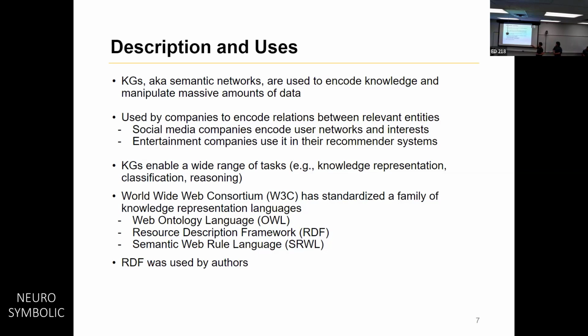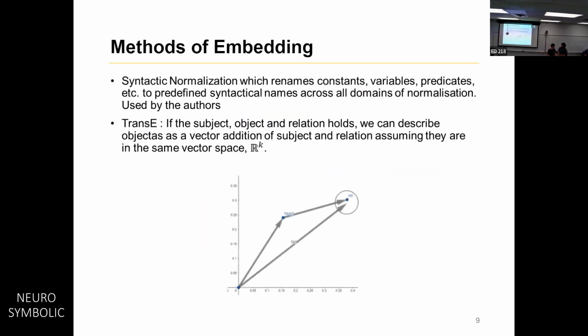The World Wide Web Consortium, a committee that standardized a family of knowledge representation languages which are now used. The main three are the Web Ontology Language, which is OWL, the Resource Description Framework, which is used in our paper and goes by RDF, and additionally the Semantic Web Rule Language, which is SWRL. And now I am going to pass it on to Aniruddha to discuss the knowledge graph embeddings.